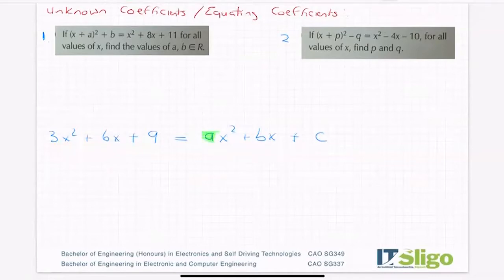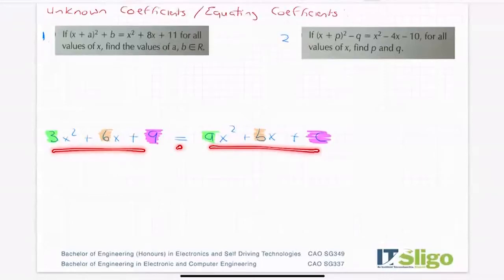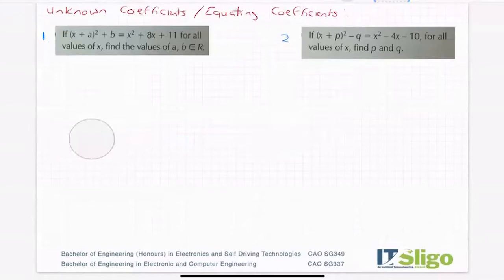that a value matches the 3, and the b value has to be 6, and if this plus c out here is 9. So that is the only way that equation can be equal or balanced. A on the right-hand side must also be 3, B on the right-hand side must also be 6, and C on the right-hand side must equal 9. Okay, and it's that idea of balance that we use in equating coefficients.